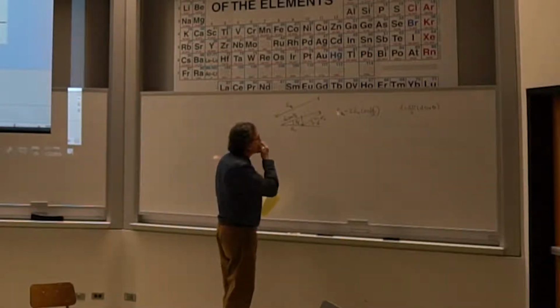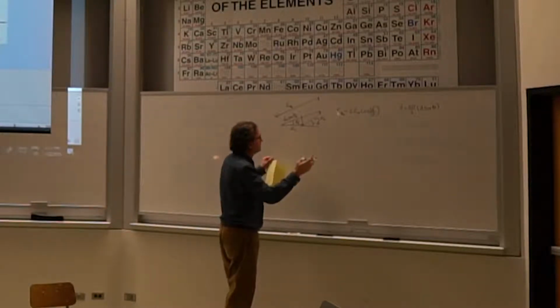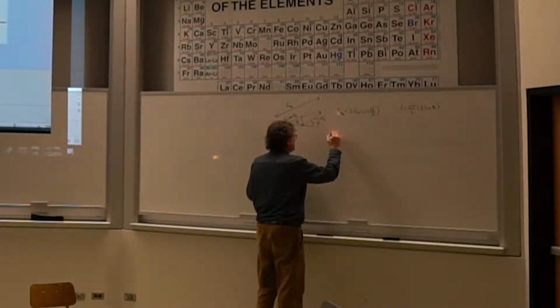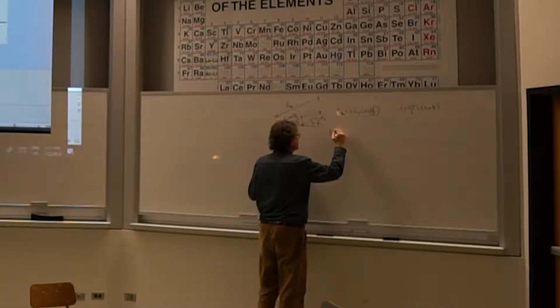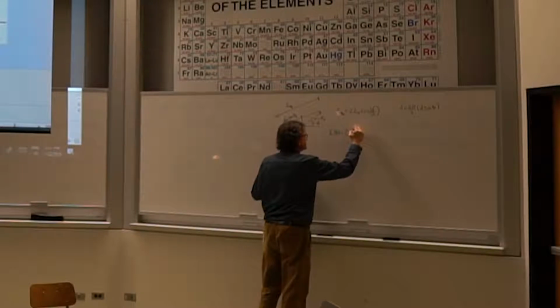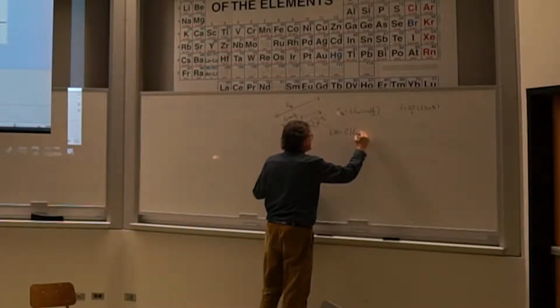Okay, so how do I calculate this? I take that the intensity as a function of theta is given by a constant times the square of the resultant electric field amplitude, so it's E theta 0 squared.